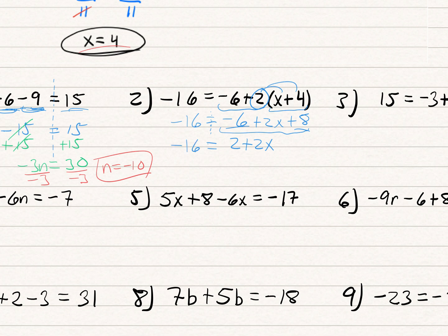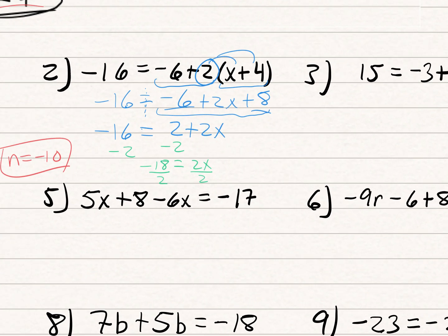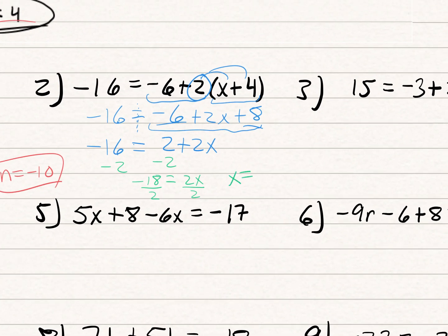And then you want to do PEMDAS backwards. So let's subtract this 2 on both sides. Then you get -18 equals 2x. And then divide by 2. All right, so we get x equals -18 divided by 2 is -9.